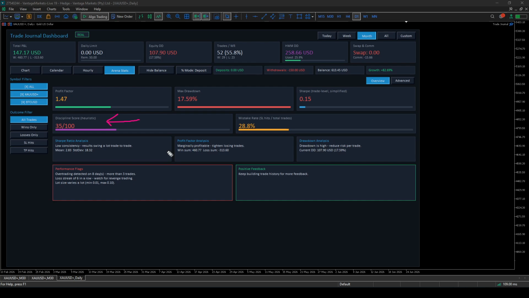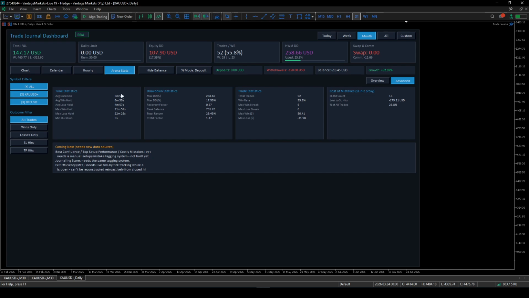This is a rule-based score built from your actual trading behavior. It checks for overtrading, inconsistent position sizing, extended loss streaks, and other patterns that indicate you were drifting from your rules. It's not a guess, it's built from your real history. Okay, and also you can see performance flags and positive feedback, right?